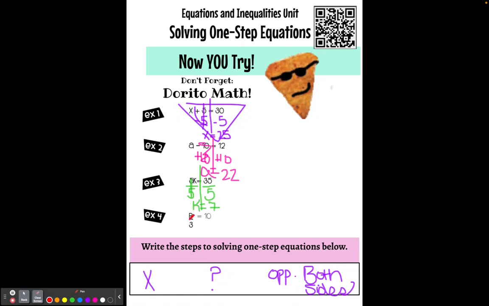B divided by 3 equals 10. So what's my variable? My variable is B. What's being done to it? I'm dividing by 3. What's the opposite of dividing by 3? Multiplying by 3, right? And whatever you do to one side, you have to do to both sides. So I'm also going to multiply the other side by 3, right? So now I've divided by 3 and multiplied by 3, which ends up canceling out and leaving me with my variable isolated. Okay. So now 10 times 3 is 30, and I know B equals 30.